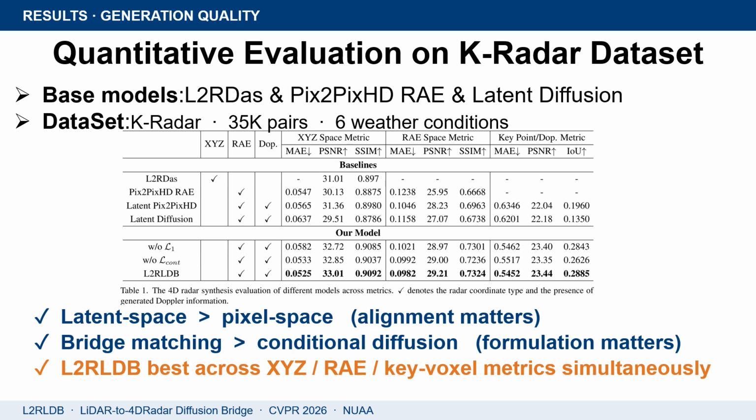On the K-Radar benchmark, 35,000 LiDAR-radar pairs across 6 weather conditions, L2RLDB outperforms every baseline. Two key observations. Latent space methods beat pixel space methods, confirming alignment matters. And our diffusion bridge beats conventional conditional diffusion, confirming the bridge formulation matters.